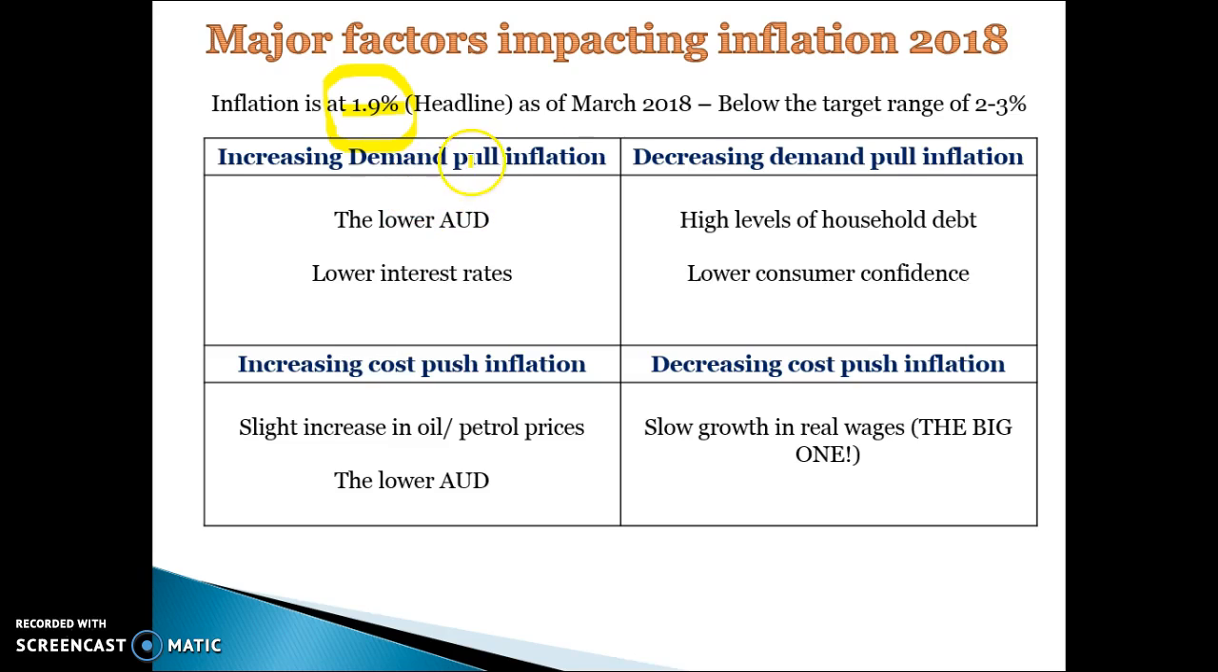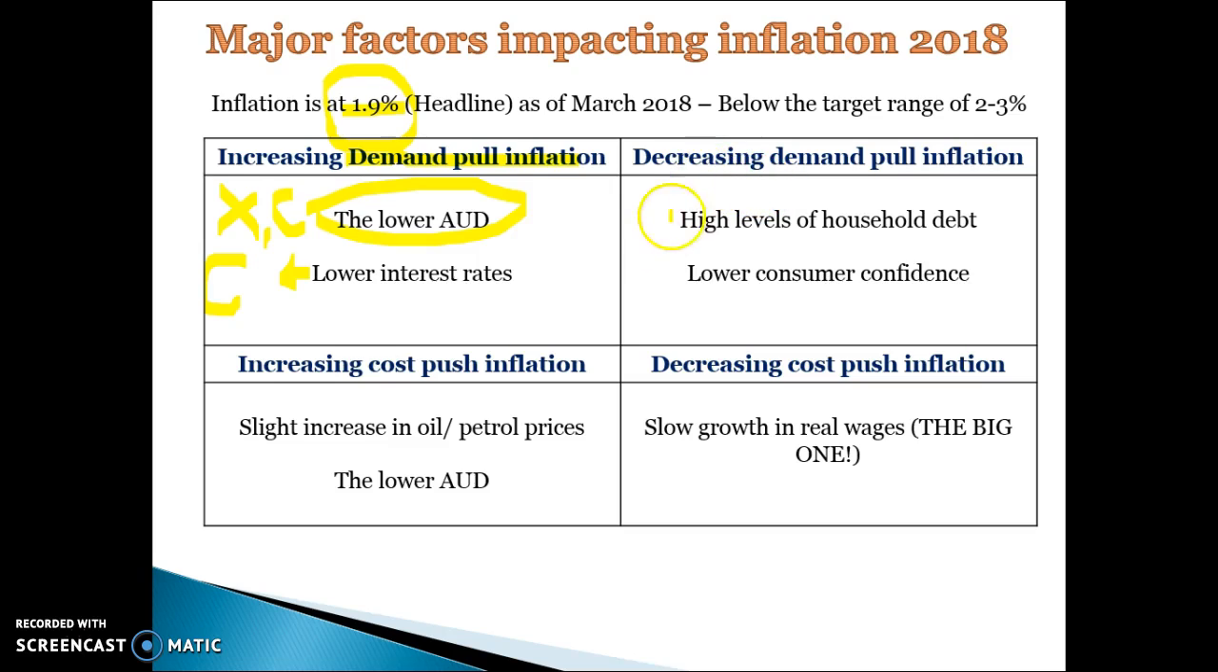But two things you could talk about that are increasing demand pull inflation at the moment: the lower Australian dollar, which is boosting demand for exports, which is creating higher wages and boosting consumption, which we'll talk about, and the lower interest rates, which is boosting discretionary incomes and increasing firms' willingness to invest and consumers' willingness to spend.